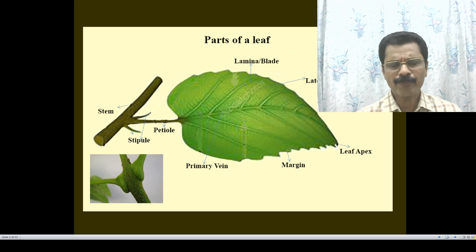The portion of petiole attaching on the stem is called leaf base. In some cases, the leaf base is swollen, as in the case of leguminous plants. Such leaf bases are called pulvinus. A leaf with pulvinus is called pulvinate. The stalk of leaf is called petiole. A leaf with petiole is called petiolate. A leaf without petiole is called sessile.